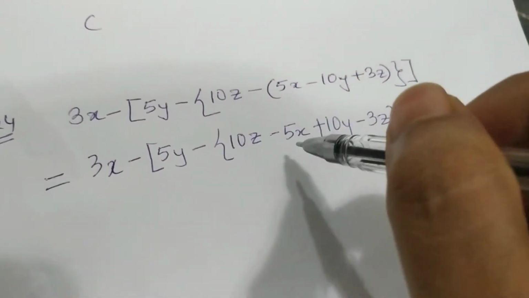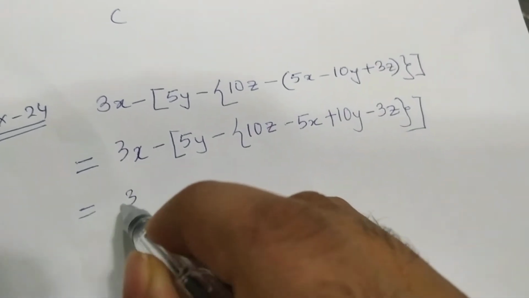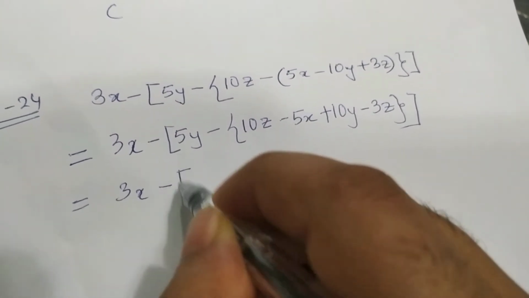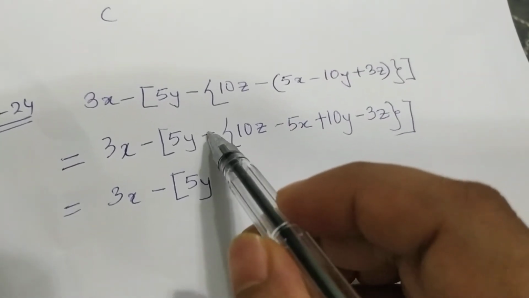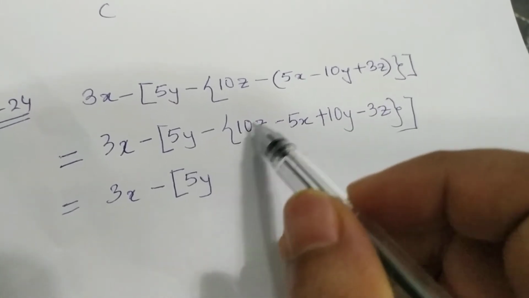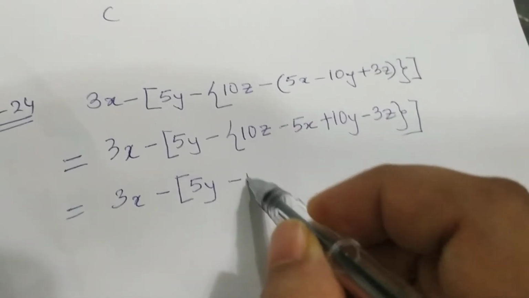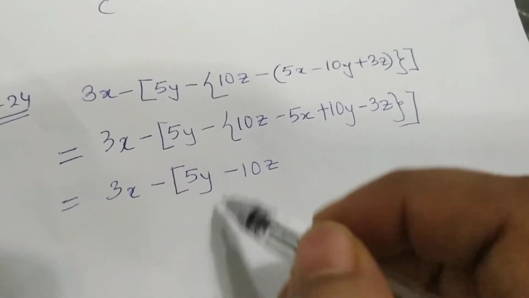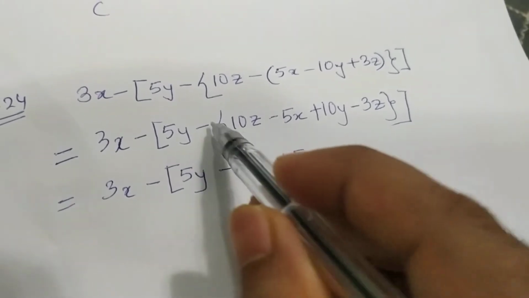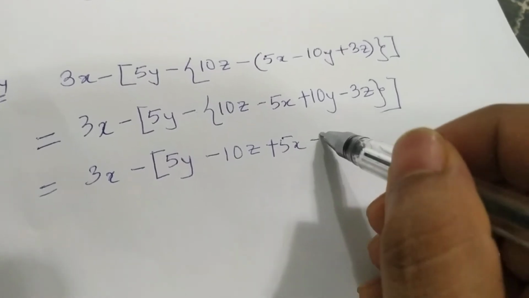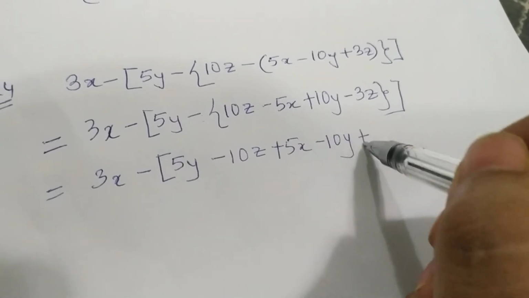So the first bracket goes out. Now remains the second bracket and the third bracket. Next line equals 3x minus 5y. Then I need to multiply this minus sign with all the terms within the second bracket. So minus into 10z is minus 10z, minus into minus 5x is plus 5x, minus into plus 10y is minus 10y, minus into minus 3z is plus 3z.